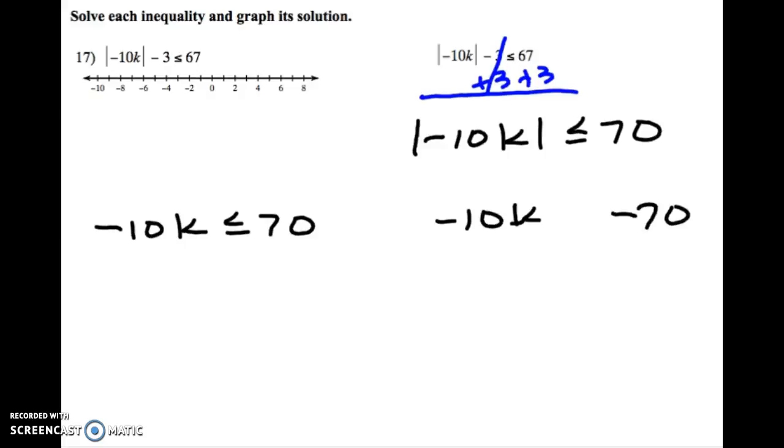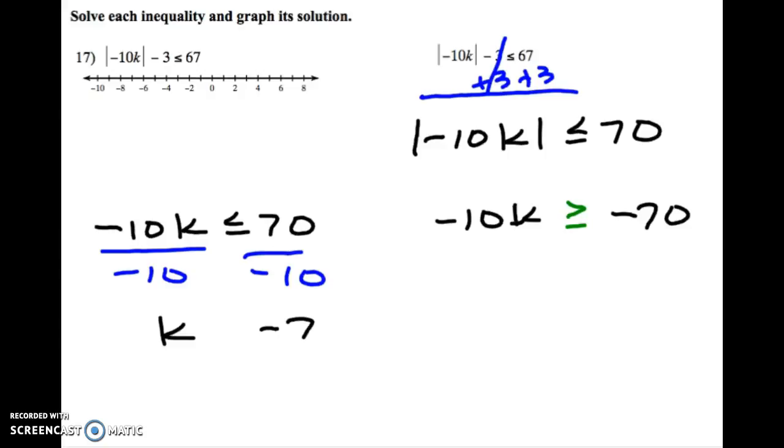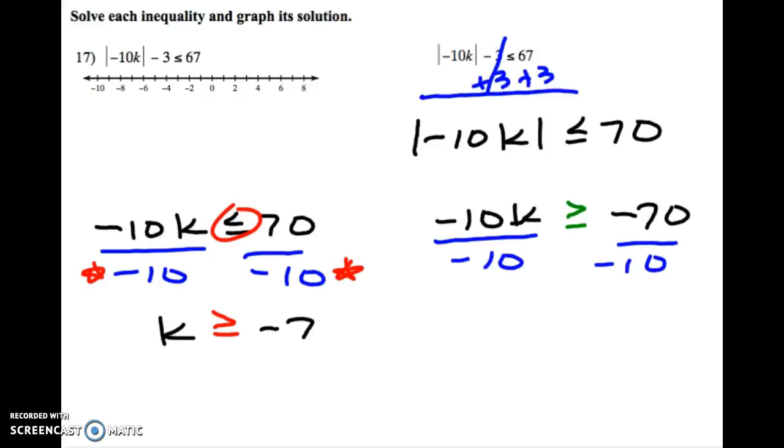Remember when we switch the sign, we've got to switch the direction of the inequality. As far as solving goes, we're going to divide by the negative 10. Once again, you've got to be careful when we divide by the negative. The direction of this inequality has to switch. Similar steps on the right. Divide by that negative. That's got to switch.